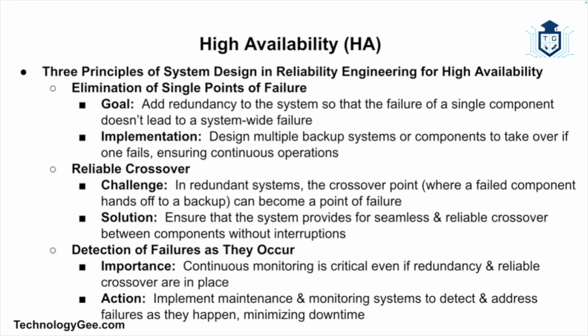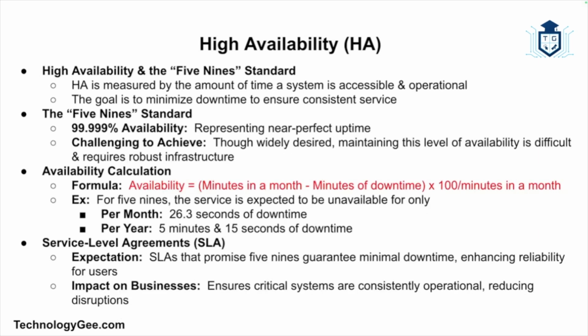There are three principles of system design and reliability engineering that can help achieve high availability. The first one is the elimination of single points of failure. This means adding or building redundancy into a system so that failure of a component does not mean failure of the entire system. Then we have reliable crossover. In redundant systems, the crossover point tends to become a single point of failure. Reliable systems must provide for reliable crossover. And then we have detection of failures as they occur. If the preceding two principles are observed, a user must never see a failure, but the maintenance activity is a must. Also, high availability is measured as the time a system is reachable.